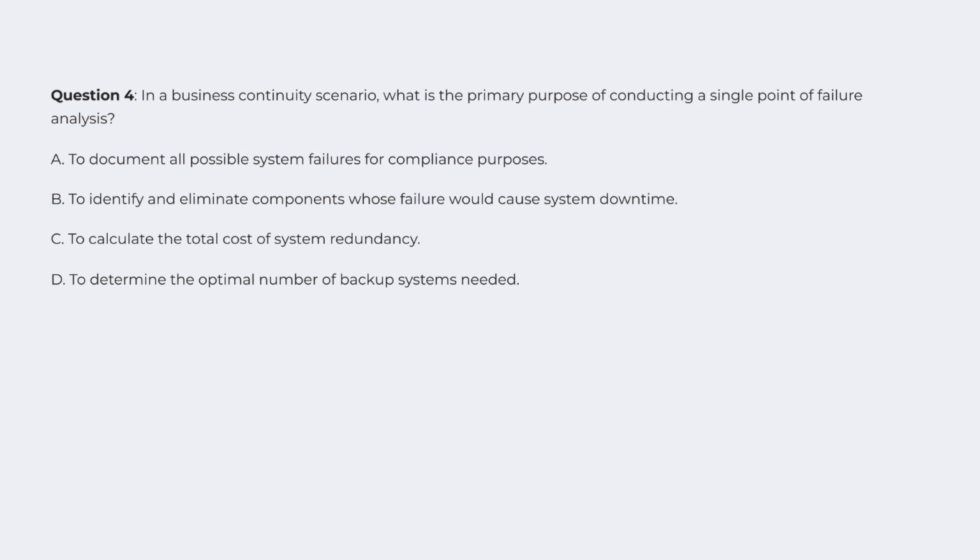Question 4. In a business continuity scenario, what is the primary purpose of conducting a single point of failure analysis? A. To document all possible system failures for compliance purposes. B. To identify and eliminate components whose failure would cause system downtime. C. To calculate the total cost of system redundancy. D. To determine the optimal number of backup systems needed.